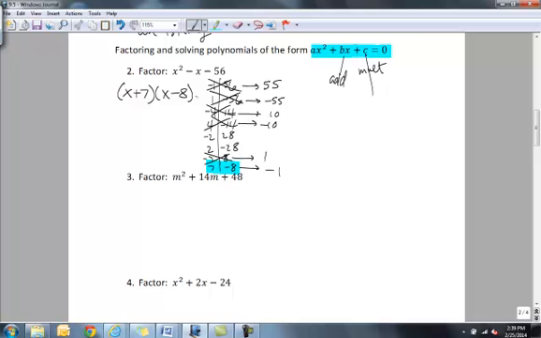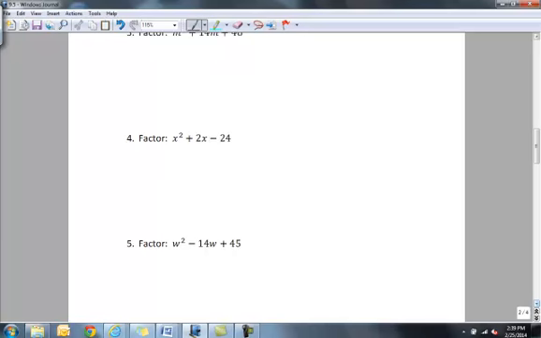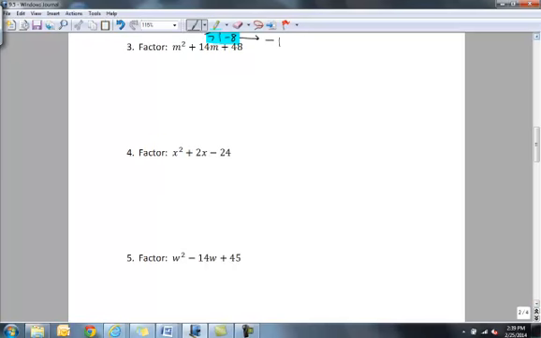Now, how could you check this if you were unsure? Of course, you could just FOIL it back out. You should end up with what you started with. At this point, you have everything you need to do quite a few of these problems coming up. So if you want to, pause the video and try all 3 of these, then play the video and see how you did, see if it's working out.